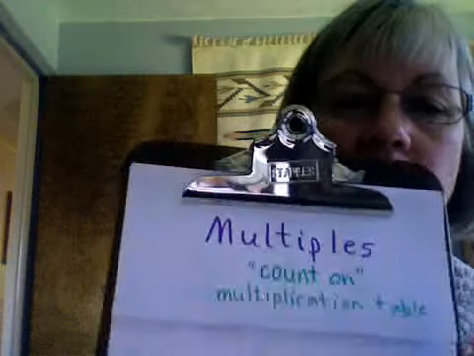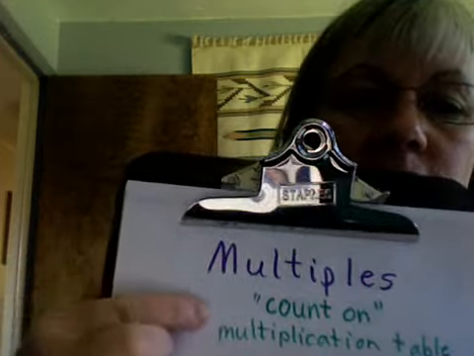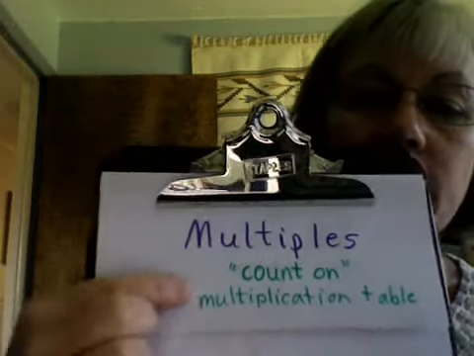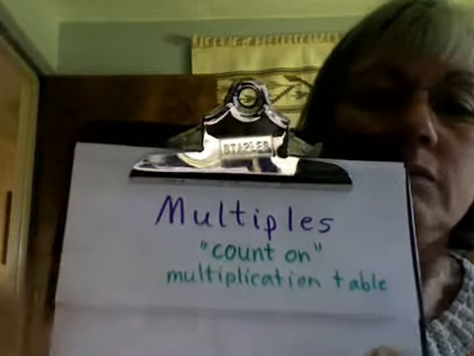One thing I'd like to help you remember with multiples is you can always think about counting on. And it's called multiples because the numbers are the ones you'll find in the multiplication table. We get the multiples of a number by multiplying it.